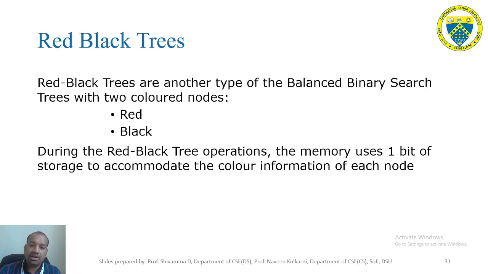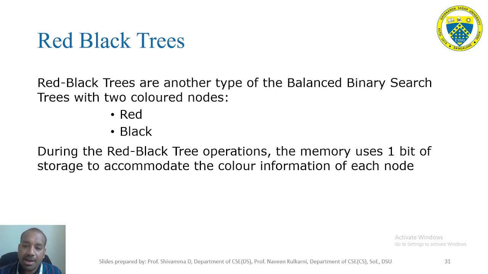The next is that even if you insert a single node, you need to do a lot of rotations, which will affect the structure of the tree. It is very complex, okay, considering it. So to overcome these issues, we are coming to this tree called a red black tree.